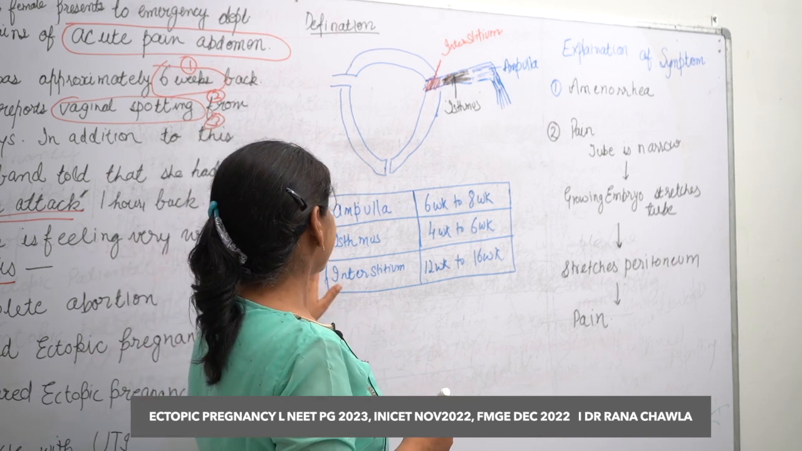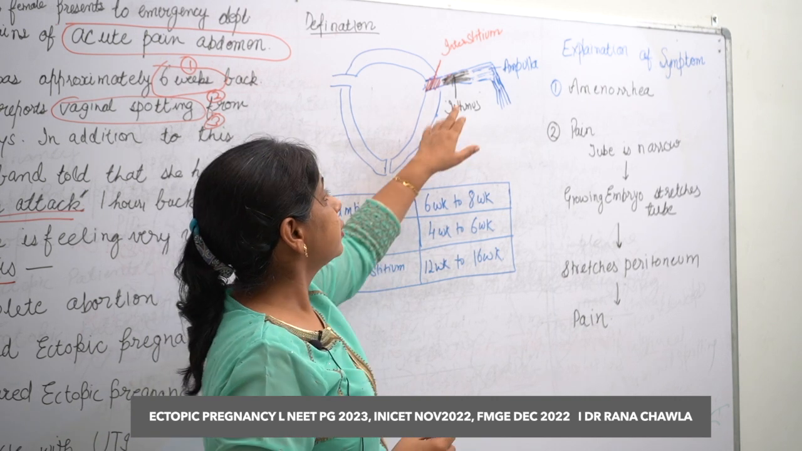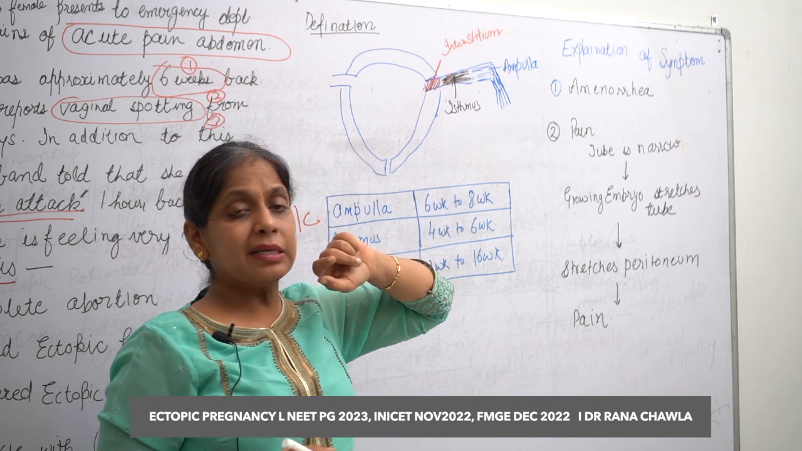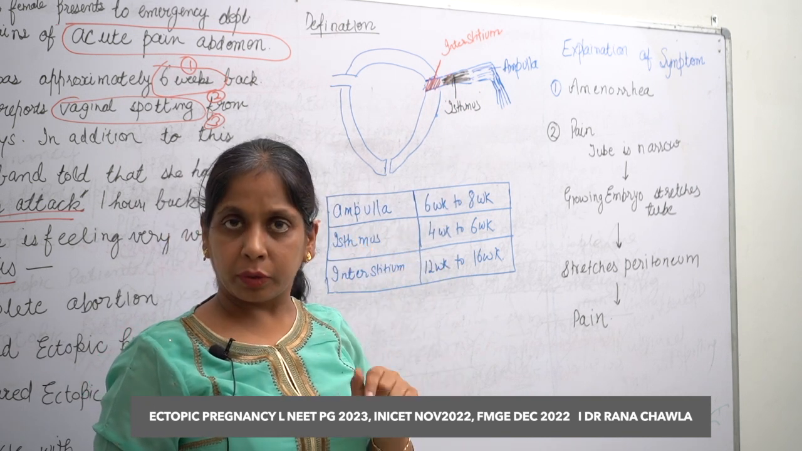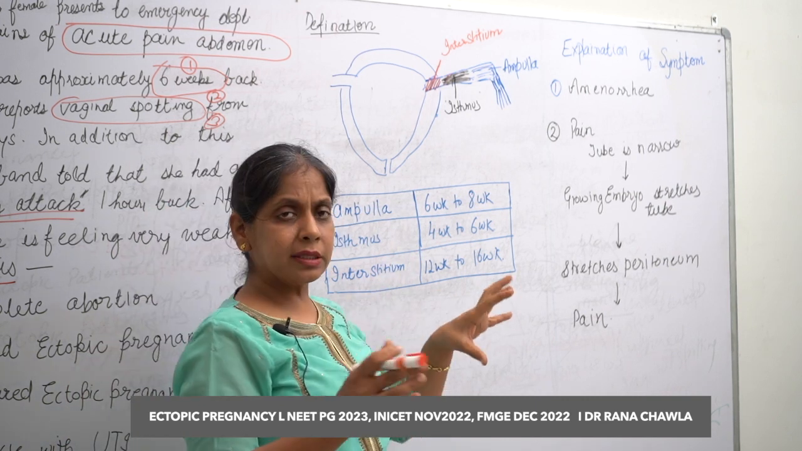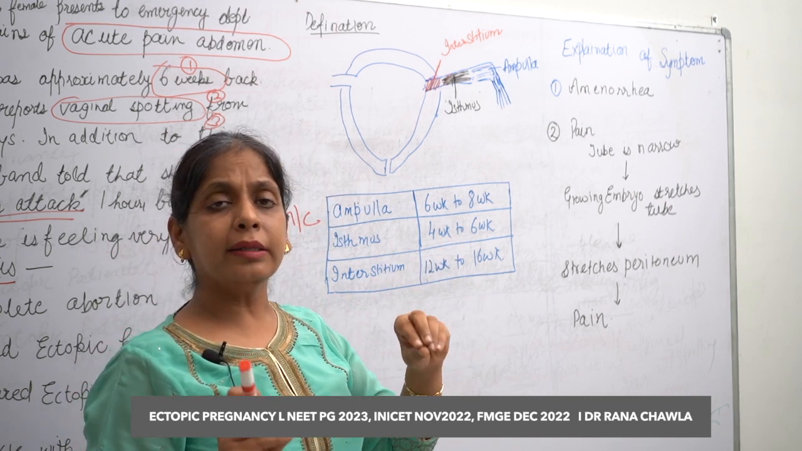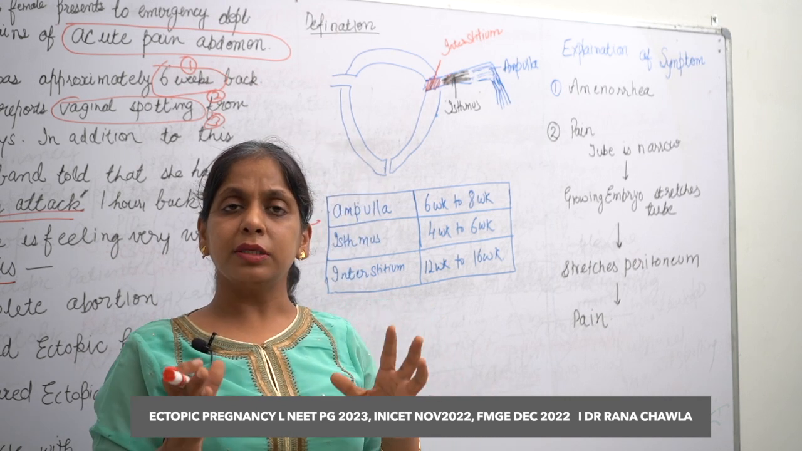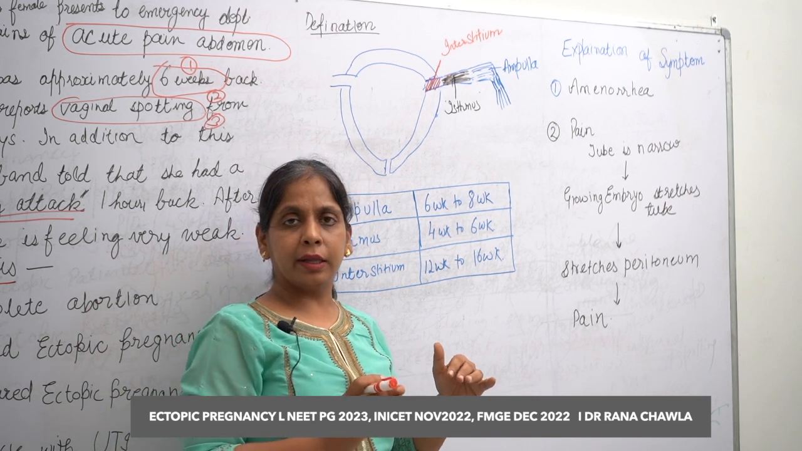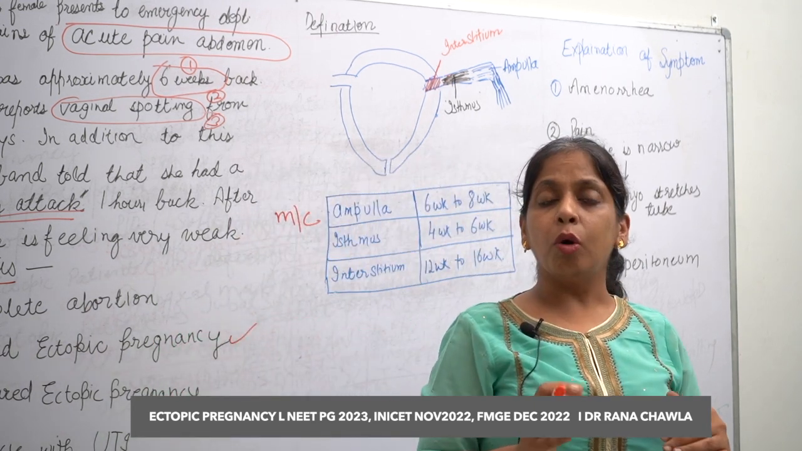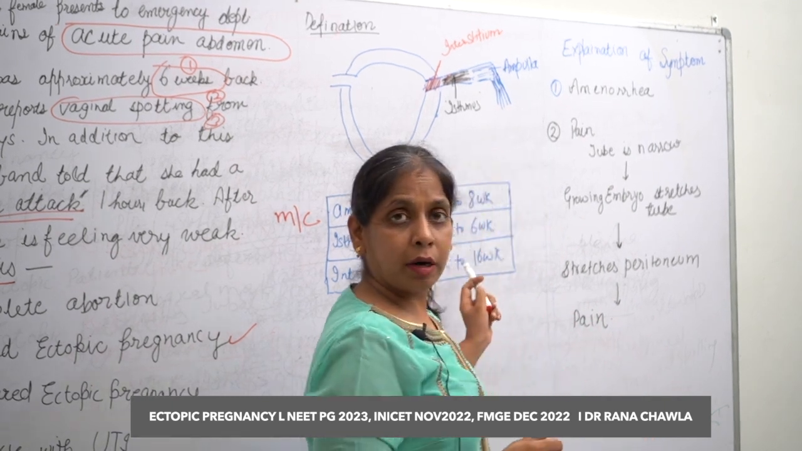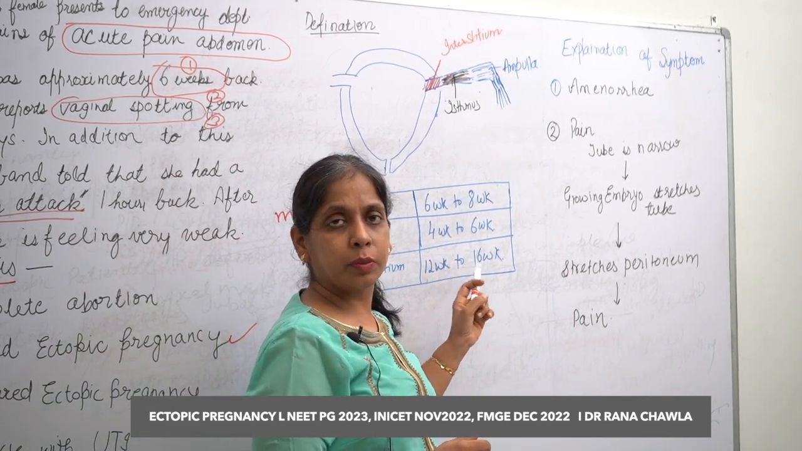Now the second site we are talking of is the isthmus. The isthmus is the second part of the tube. This is the second narrowest part, and because it is narrower than the ampulla, the ectopic pregnancy ruptures earlier than in the ampulla. Now it ruptures around 4 weeks to 6 weeks.